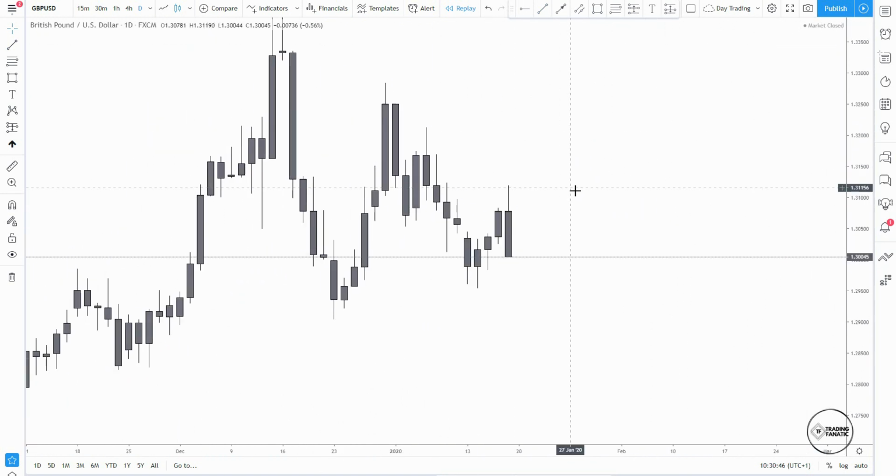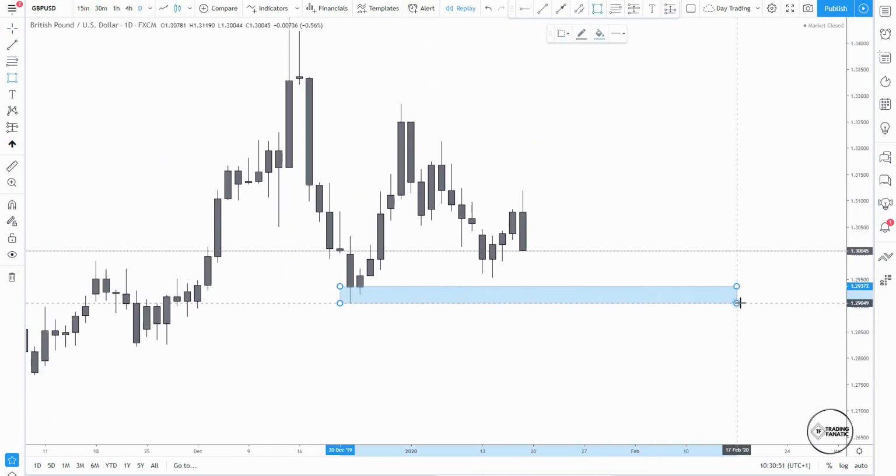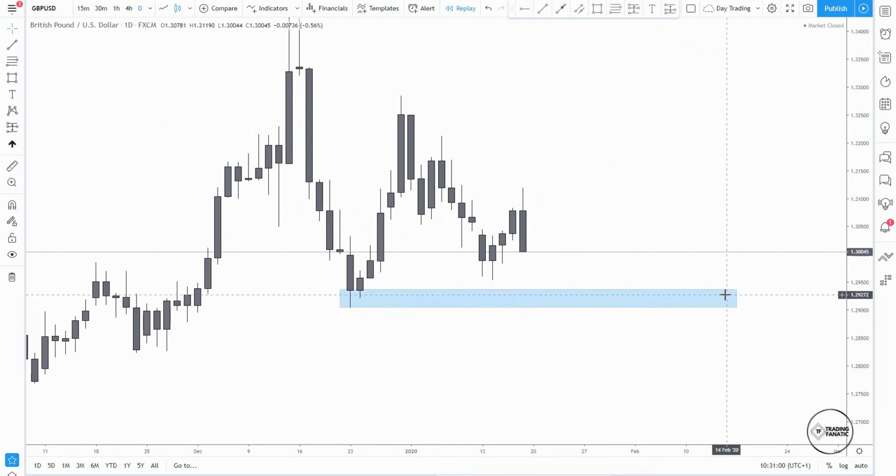Just looking at the daily structure, we see that this is the last daily higher low. The market pushed, created a lower high, then created another higher low, but at the same time it's creating lower highs. Those are the characteristics of a triangle.